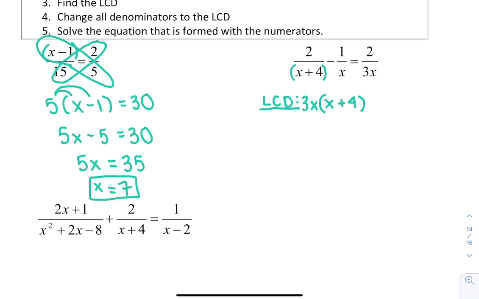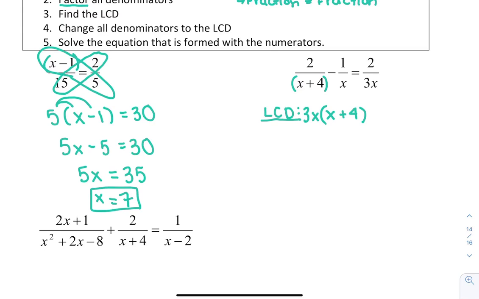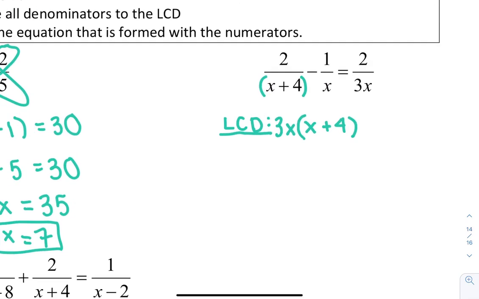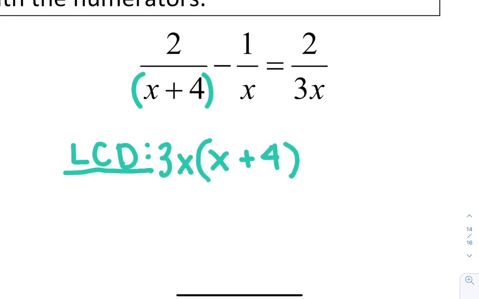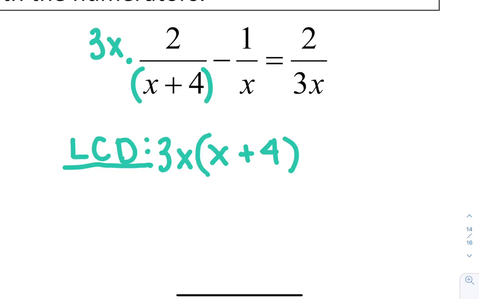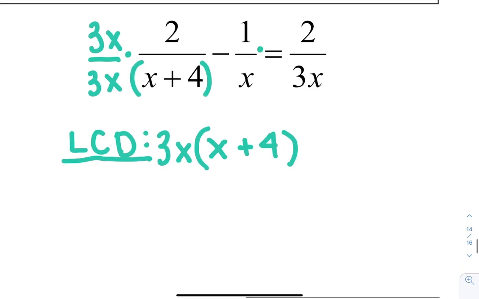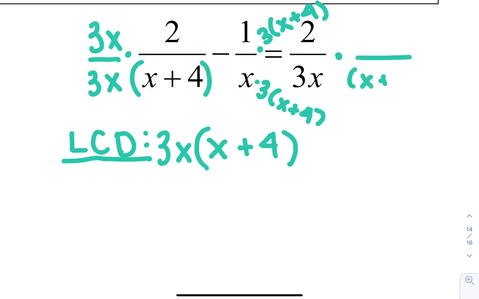Now I look at my denominators and see what they're missing. Because in my next step, I'm going to change all the denominators to the least common denominator. So to do this, I look at my first denominator. It has an x plus 4, but it's missing the 3x, so I multiply the numerator and denominator by what it's missing. Remember, 3x divided by 3x is just 1, so I'm not changing the equation. My second denominator just has an x, so it's missing a 3 times x plus 4, and on top it's missing a 3 times x plus 4. And last up, my last fraction has a 3x, but it's missing the x plus 4. And remember, you always want to put that in parentheses so that you don't forget anything.